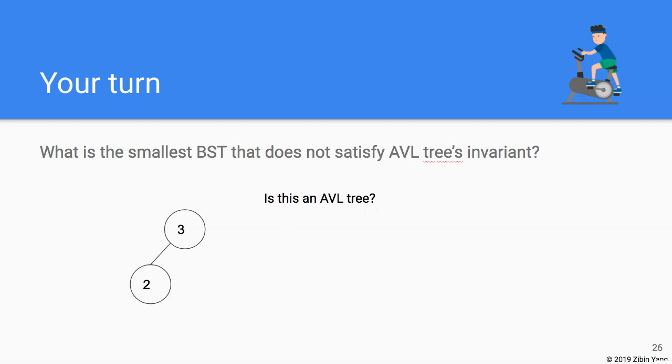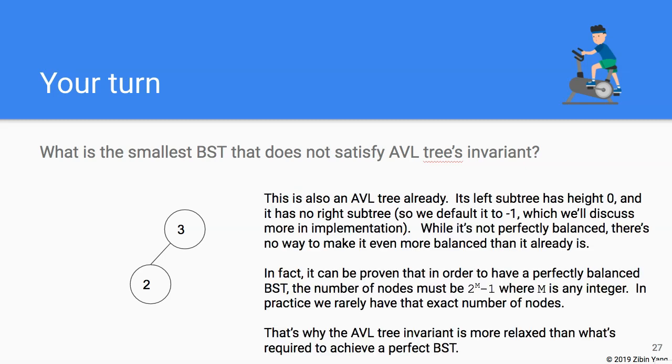A binary search tree that has two nodes, like this one. Is this an AVL tree? Well, yes, it is, because if you look at the left subtree, it has height of 0. Now, if you look at the right subtree, it's not there. So there's no way for the left and right subtree heights to differ by more than 1. When it comes to implementation, when the subtree doesn't exist, we'll initialize it to -1, but we'll see more of that when we get to the implementation.